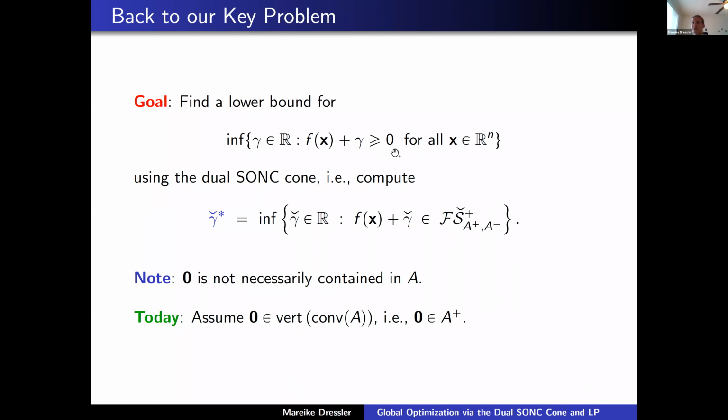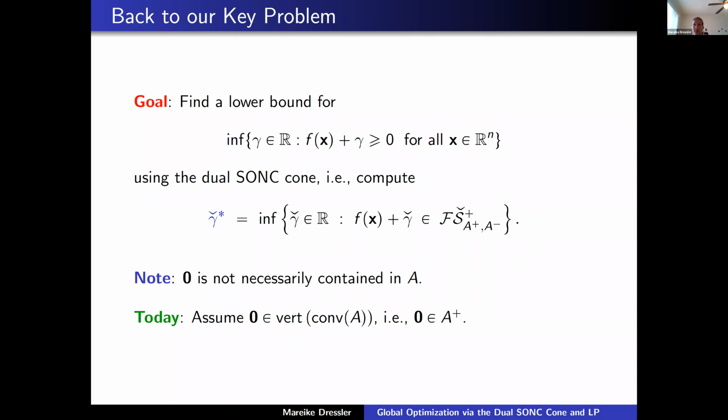And now we have a new certificate of non-negativity at hand. So usually we would now relax this non-negativity condition by a SONC condition. And now we don't do it with the primal SONC cone, we do it with this newly established dual SONC cone. So we now relax this hard condition to a containment condition in the dual SONC cone. So we define here this number gamma hat star as the smallest gamma such that f plus gamma really lies in this dual SONC cone.